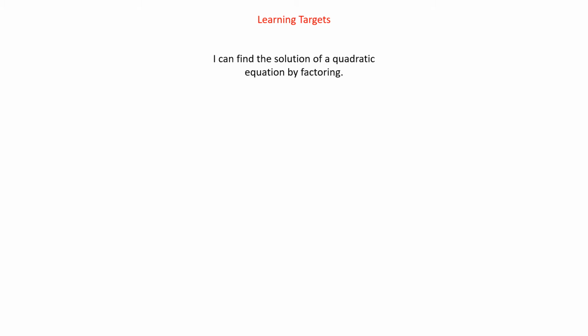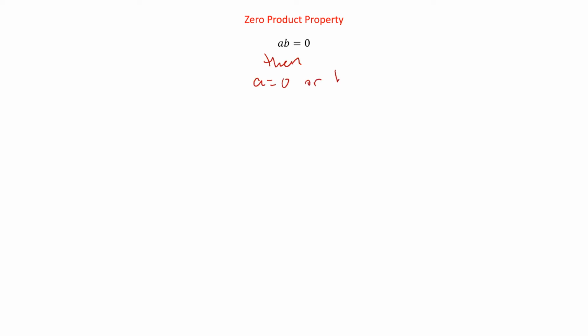Our learning targets: I can find a solution of a quadratic equation by factoring. So how does this work? We're going to use what's called the zero product property. The zero product property says that if A times B equals 0, then either A equals 0 or B equals 0. Because if you have two things multiplied together equaling 0, one of those two things has to equal 0. That's the only way for it to work. That is not true if you have two things multiplied together to be any other number. So it is important that they have to equal 0.